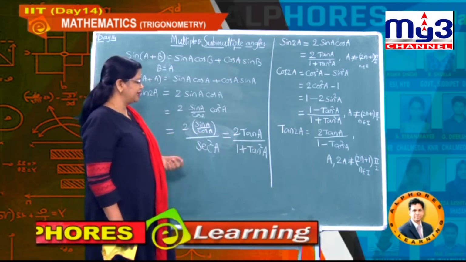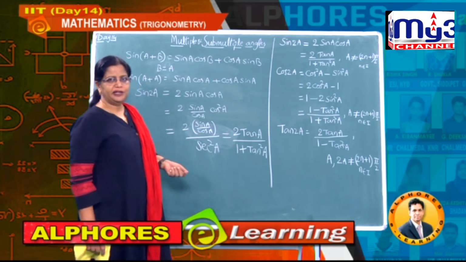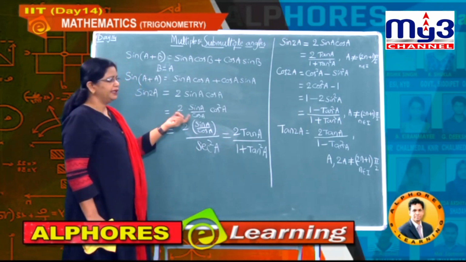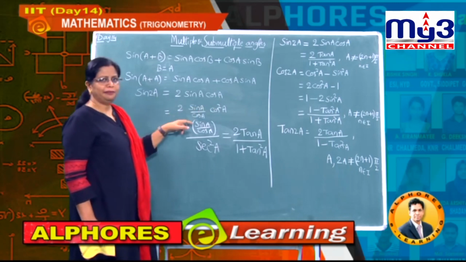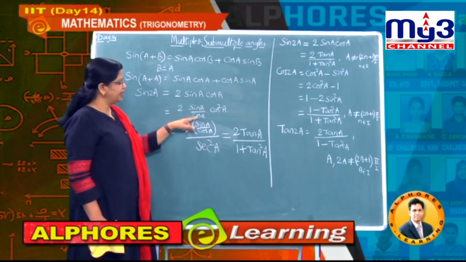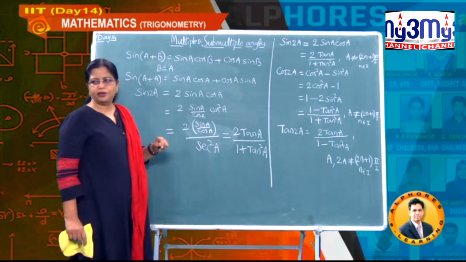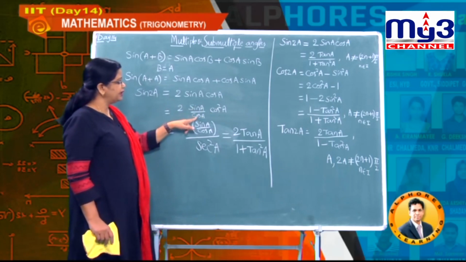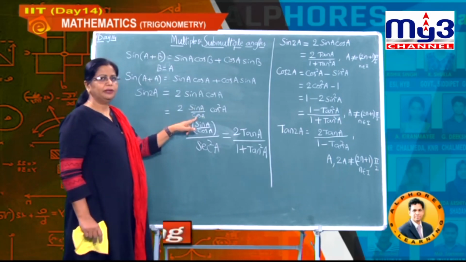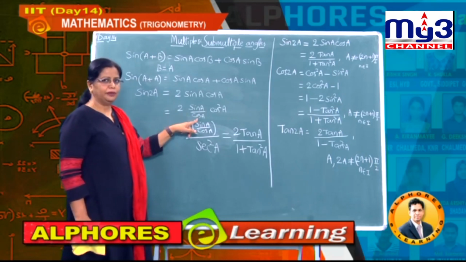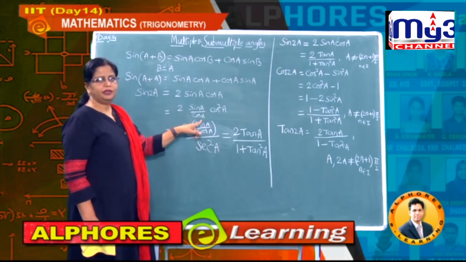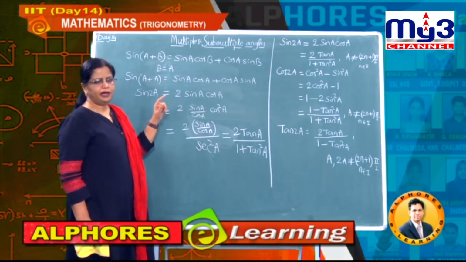Now students observe, while writing these values we have taken one extra step. What is that extra step? We multiplied divided by cos A. Understand? So as we divided by cos A, this cos A is falling in the denominator, therefore it must always be not equal to 0. Okay. When it is equal to 0, the total value will become undefined.